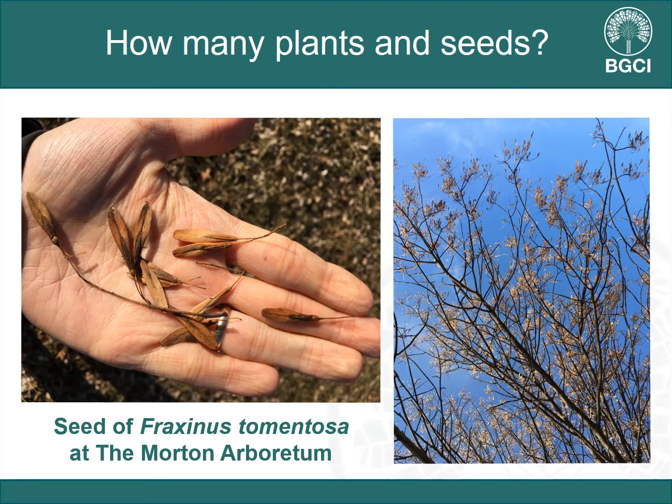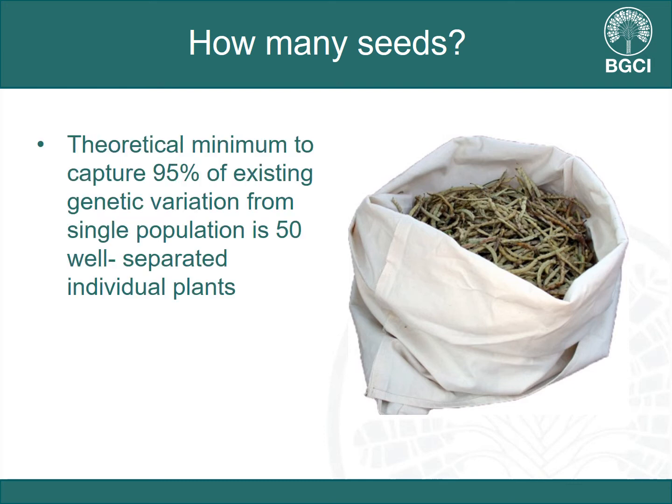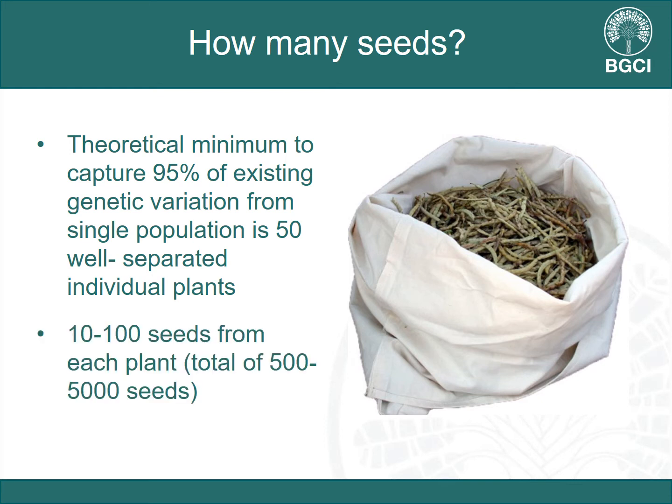Now we visit the question of how many plants to sample from and how many seeds to collect. Some plants, like Fraxinus shown here, produce many thousands of seeds. The best minimum sampling is to sample from at least 50 randomly chosen plants throughout the population and to take several, usually at least 10, seeds per plant, which thus means at least 500 seeds per population. If the population is smaller than 50 individuals, it is suggested to sample from every plant.